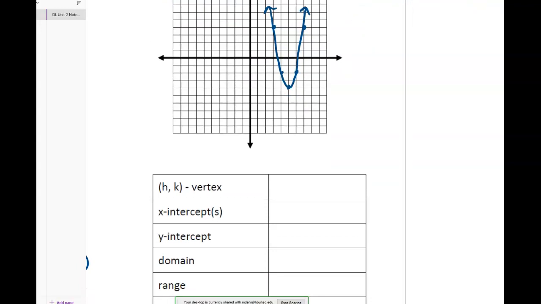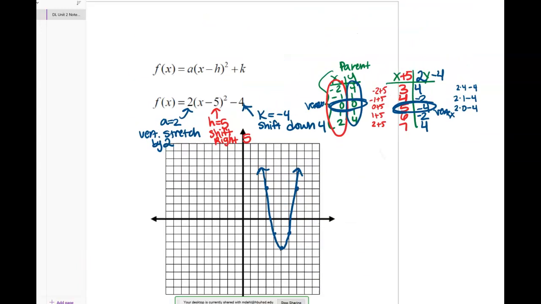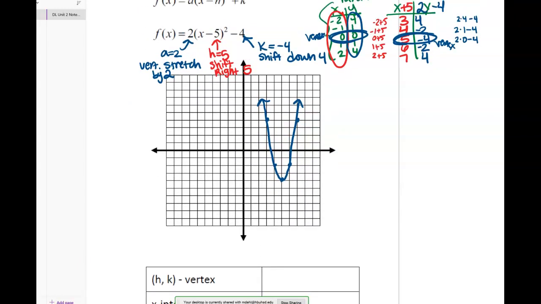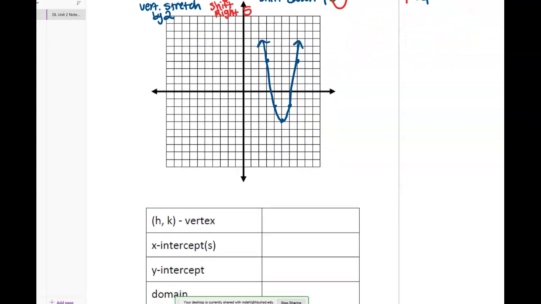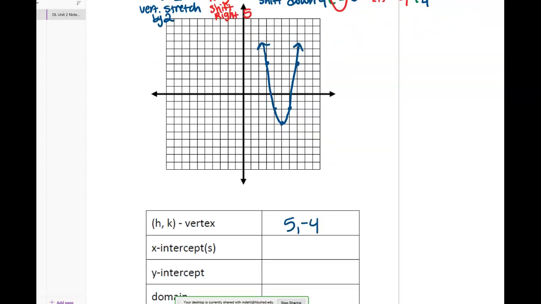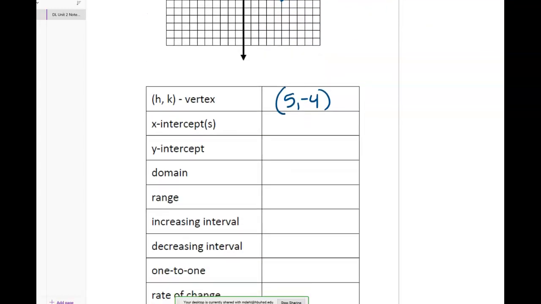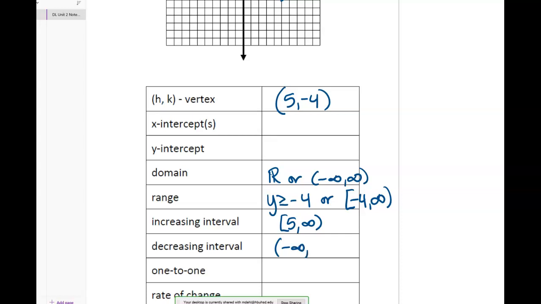All right, I'm going to do the intercepts last, but go through some other things. So our vertex, notice it says h and k because those values do give us our vertex. It should be at 5, negative 4. Our domain should be all reals. Our range is that y is greater than or equal to negative 4. Our increasing interval is from 5 to infinity, and our decreasing interval is from negative infinity to 5.